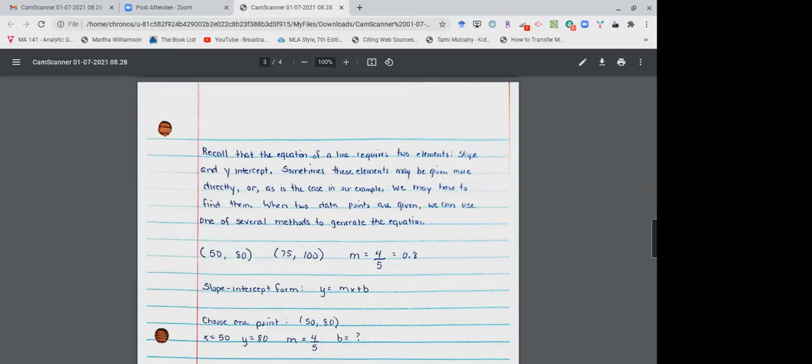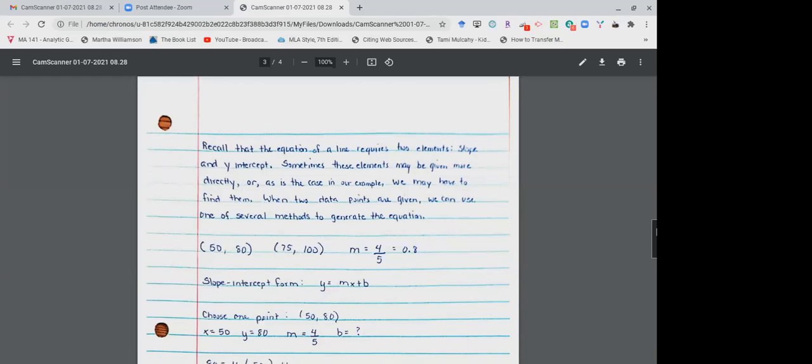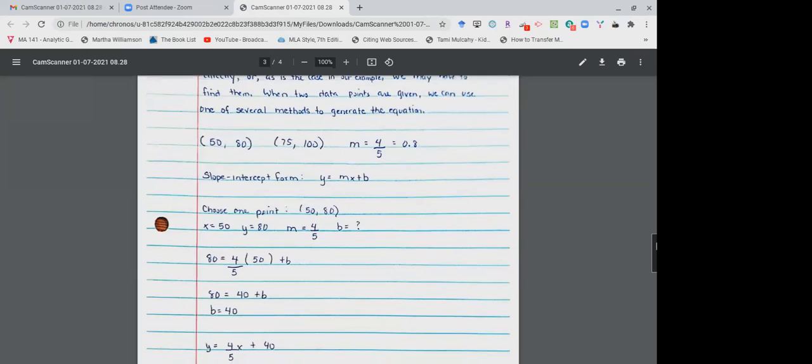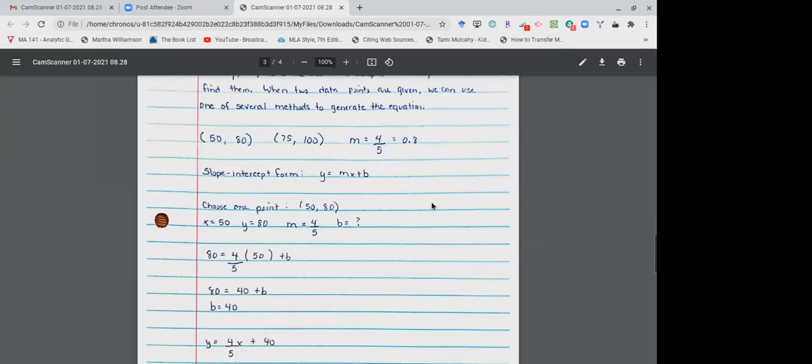When the 2 data points are given, we can use one of several methods to generate the equation. So I gave you the information again here. This is the same information that we used on the previous pages. And here's our friend, the slope-intercept form of the equation, y equals mx plus b. I'm going to choose 1 point. I chose 50 and 80. You could have chosen 75 and 100. It doesn't make a difference. Makes a difference in terms of how the math looks. It doesn't make a difference in the final result.